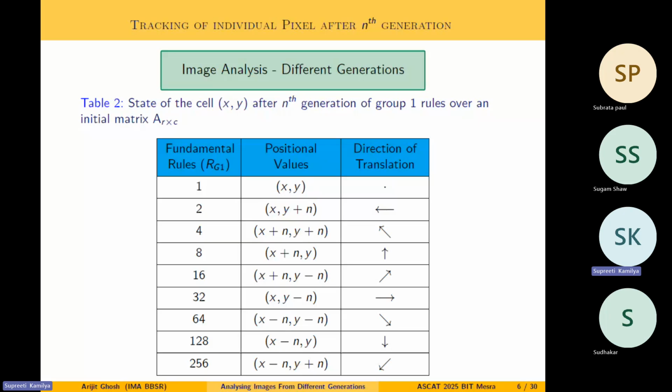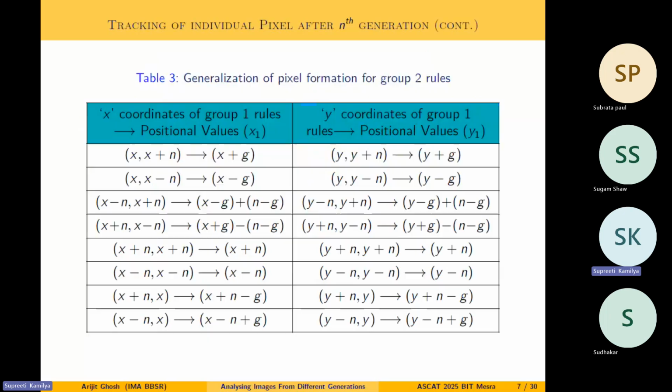So, relating this concept, we have found certain formulas which we are showing for the fundamental rules, that is, the group 1 rules, in this table. All of us know that a group 2 rule is made up of 2 fundamental rules. Now, how to track the formation of the image?